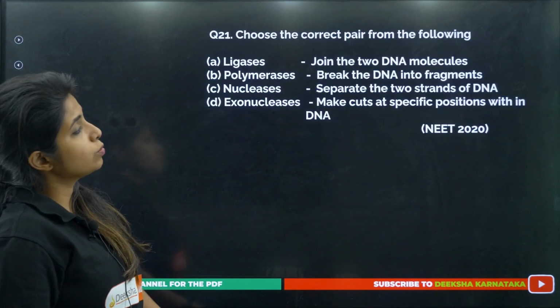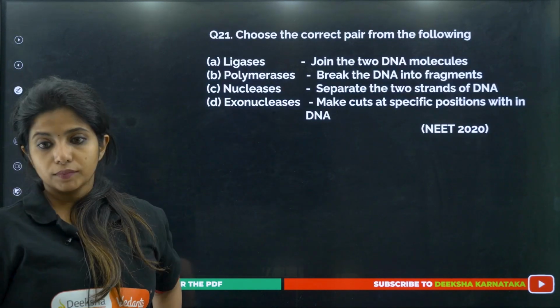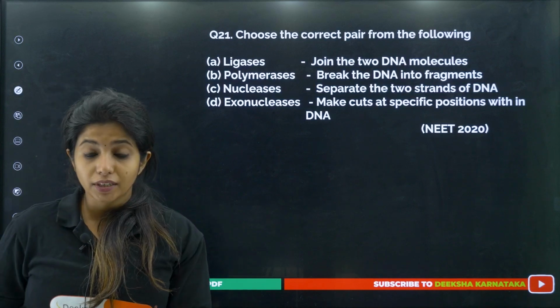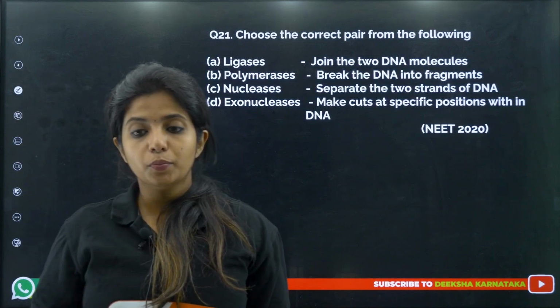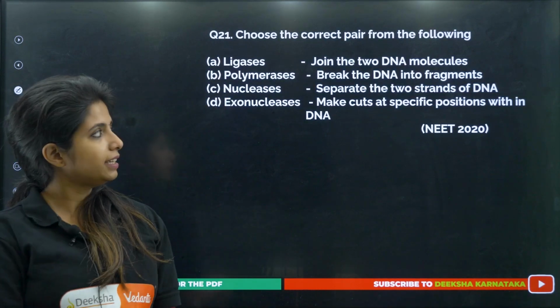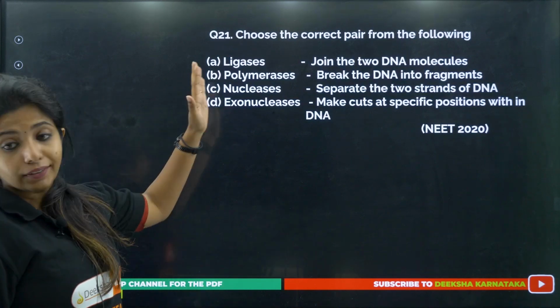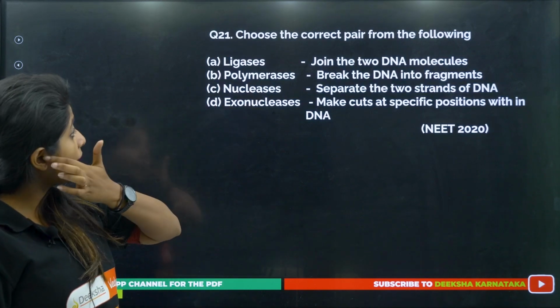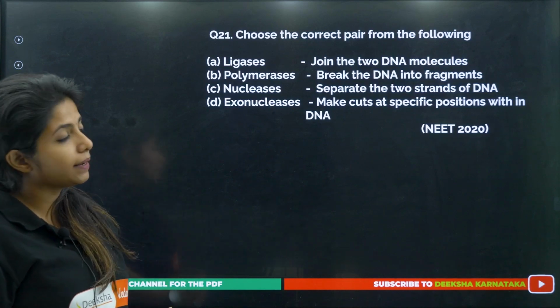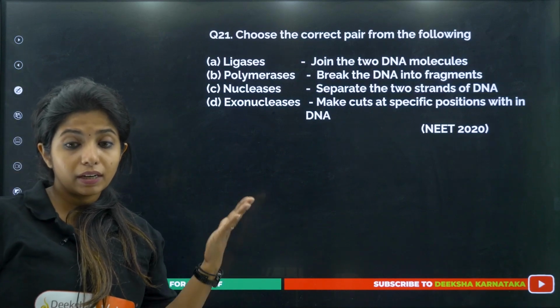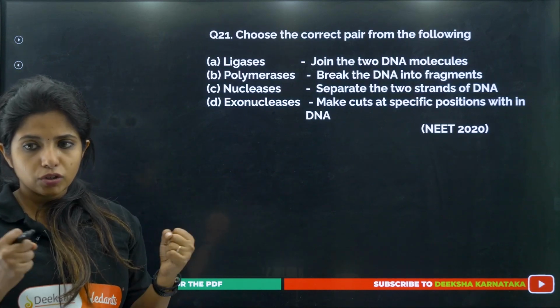Next thing, 21. Choose the correct pair from the following. So this is the question from the chapter that we are dealing with as of now, that is biotechnology principles and processes. So are you ready? Chalo, let's solve it. First question, we have to find the correct pair of enzymes. Okay, so ligase joins the two DNA molecules. Is it true? Do you think that ligase is that thing that joins the two DNA molecules?